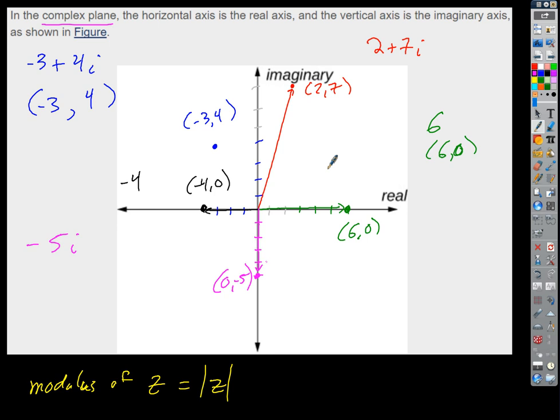Okay, so let's break those into pieces. Let's just think of this as being a horizontal part and a vertical part. And what kind of triangle did I just make? A right triangle, yeah, right? And so we have one leg is 2 and one leg is 7. Think back to geometry. How do we find the length of the hypotenuse of a right triangle?